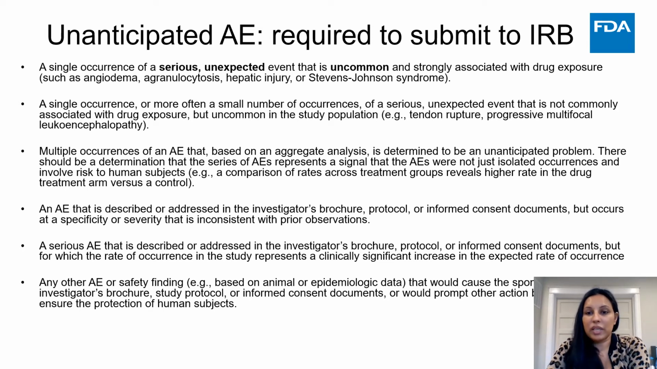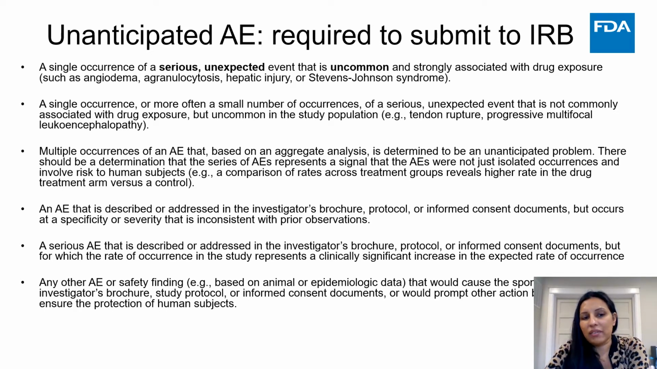Similarly, you could have a small number of occurrences of an unexpected event that's not typically associated with drug exposure and also is uncommon in the study population, like tendon rupture that we see in one of our more commonly used antibiotics. Also, if you have multiple occurrences of an AE that, based on an aggregate analysis, is determined to be an unanticipated problem. So this should be a determination by the investigator that these series of AEs actually represent a signal and that the AEs were not just isolated occurrences.